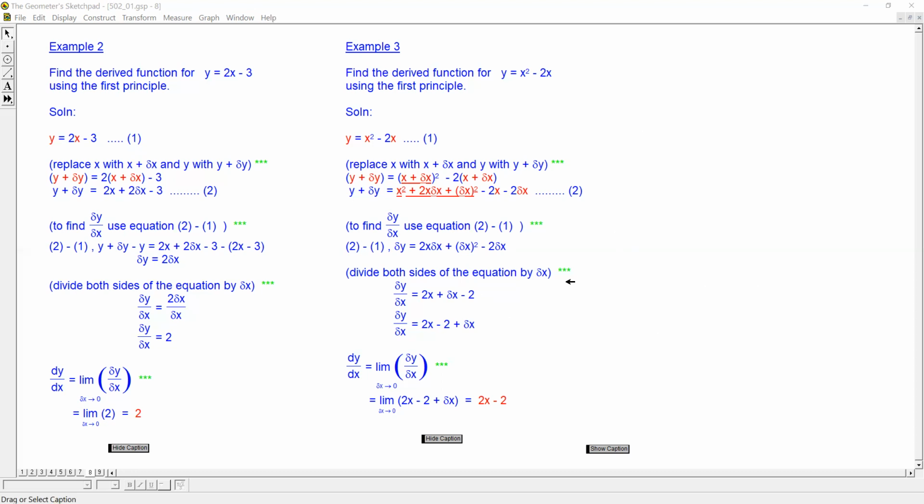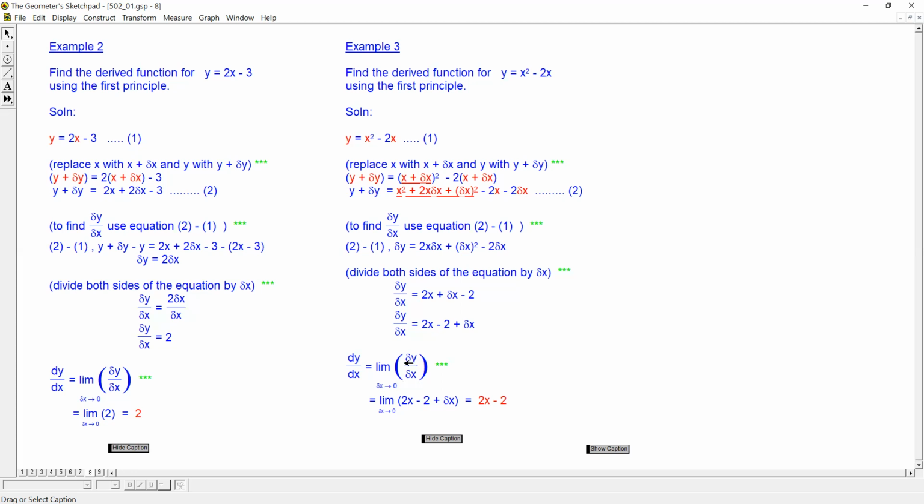Teacher, can you repeat the last step? Last step, this one. Is it this? Yes. Okay. Now, what is dy dx? dy dx from the definition is the limit of delta y over delta x as delta x approaches 0. So the last step, if you want to find dy dx, you have to find the limit.